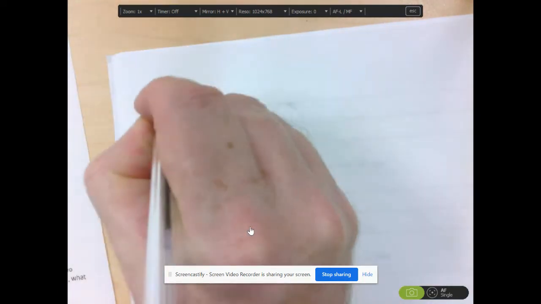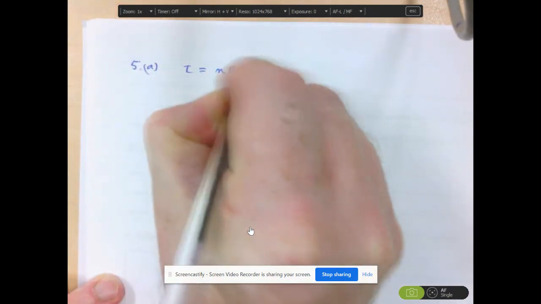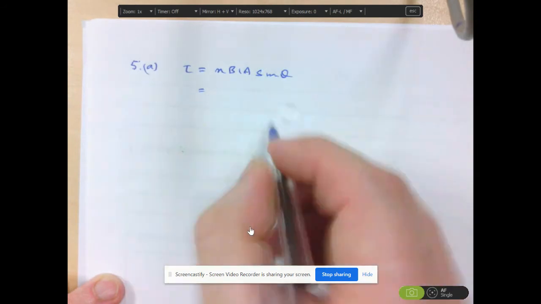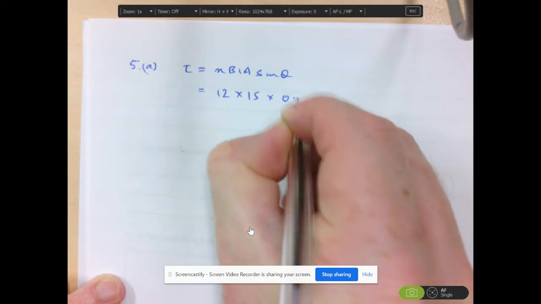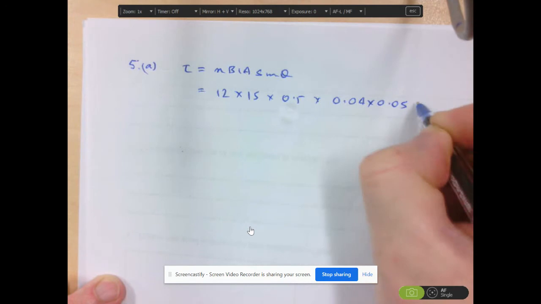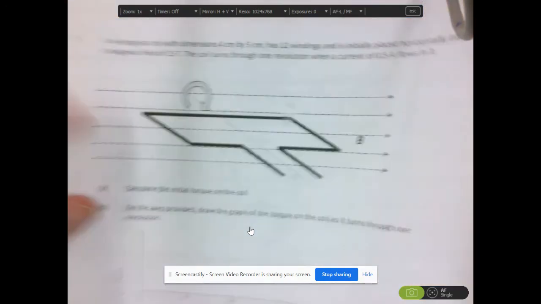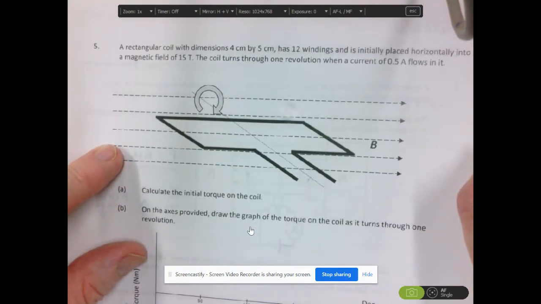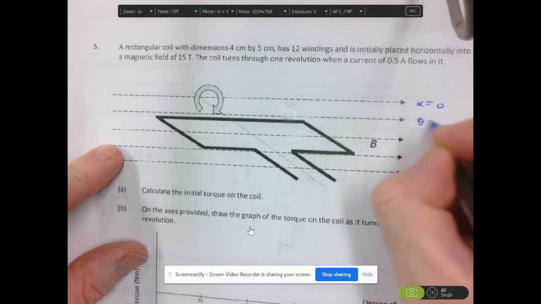So the torque, question 5, let's get everything right way up. The torque would be NBIA sine theta. We are told that N is 12, B is 15, I is 0.5, the area is 0.04 times 0.05, and sine theta, if you look at the diagram, the coil is placed horizontally in the field, and we know that the alpha in this case would equal 0. That means theta is 90 degrees.